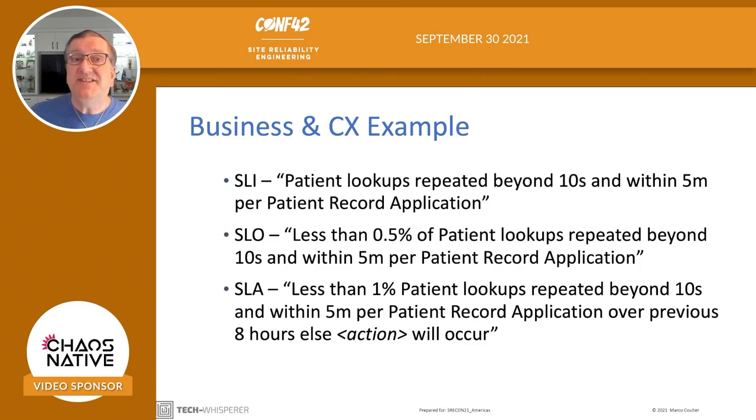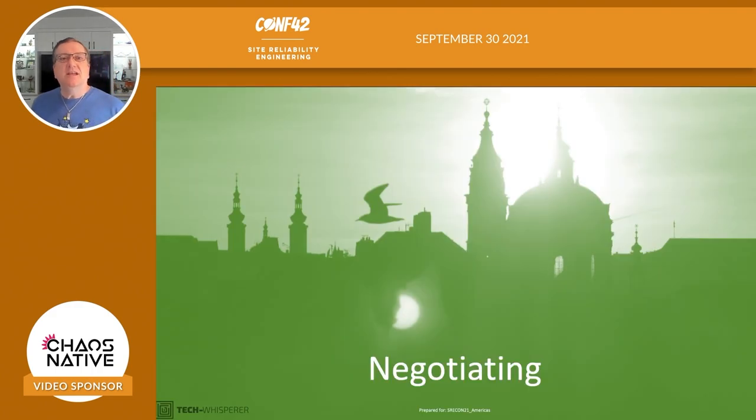You reach the mutual understanding through negotiation. SLIs, SLOs, SLAs, error budgets are the tools to support negotiation. Now, negotiating is a key skill for any SRE.